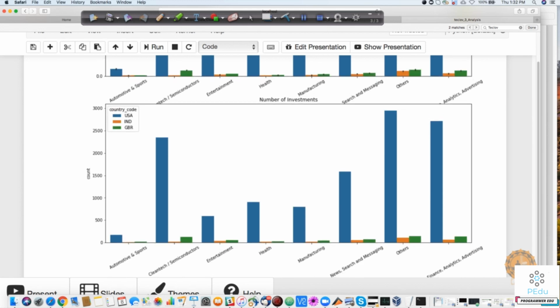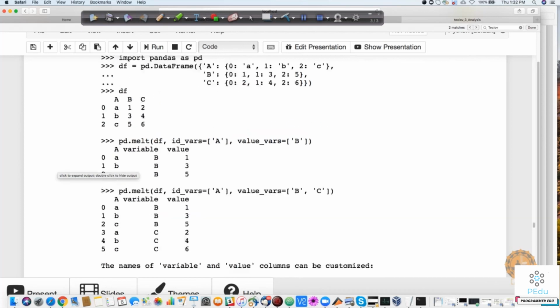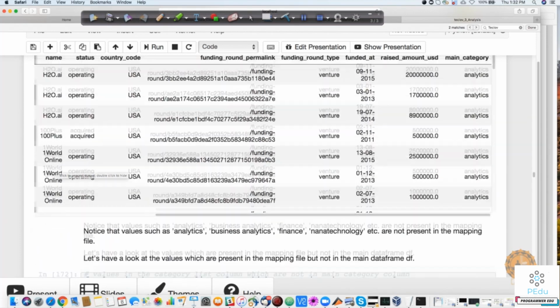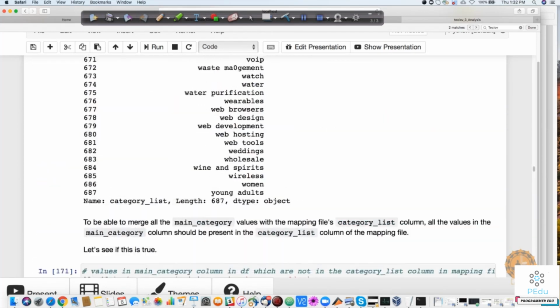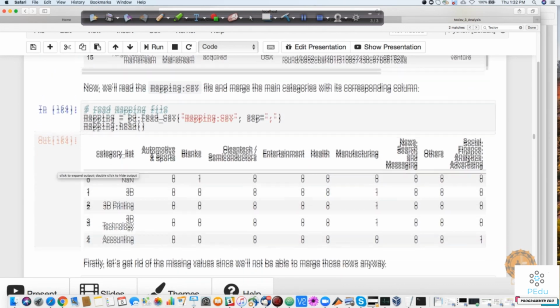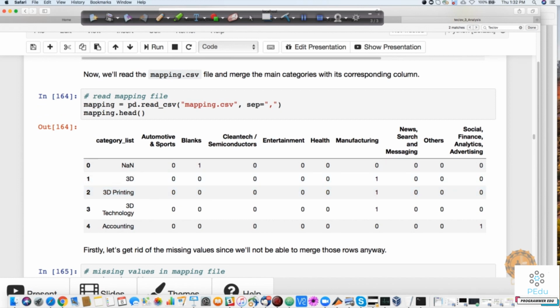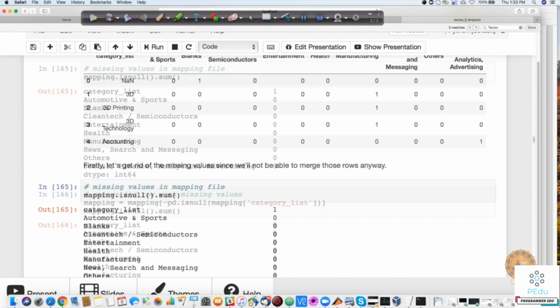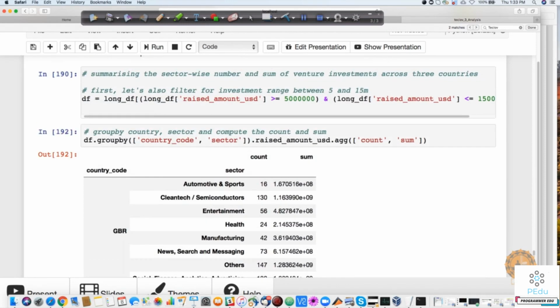So there were a total of 8 sectors. If you go back to your mapping data, let me go up so that you can notice how many sectors we had. You can see that automobile and sports is one sector. Ignore the blanks, because that was the missing data which we have removed anyway. So one sector, two sectors which is clean tech, third, fourth, fifth, sixth, seventh if we are not considering other, but if you are considering others then there are a total of 8 sectors. So now let's come down to it. There are a total of 8 sectors which we have seen in this case.